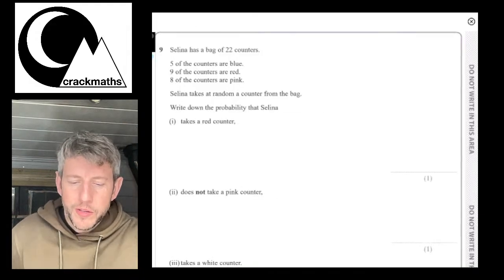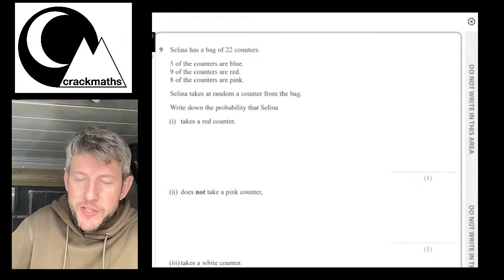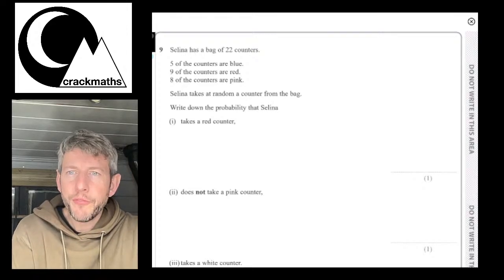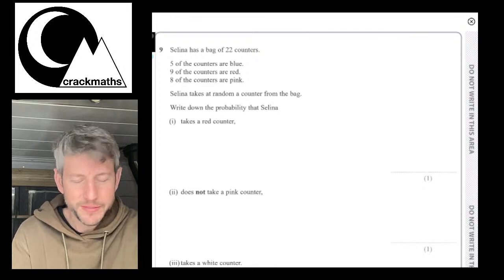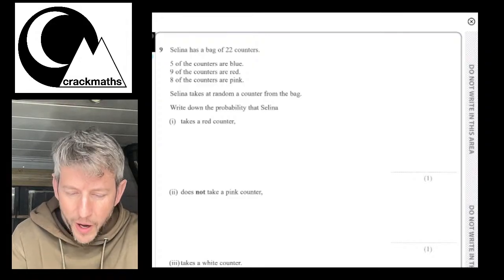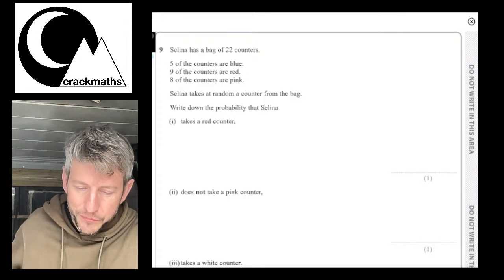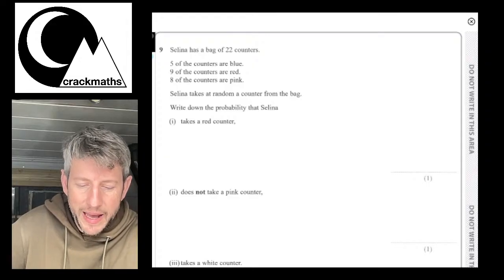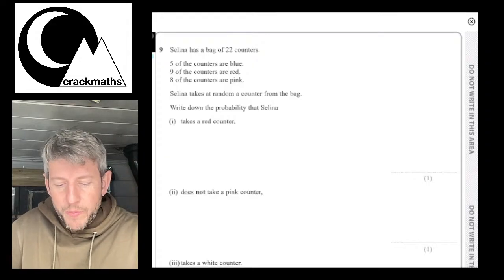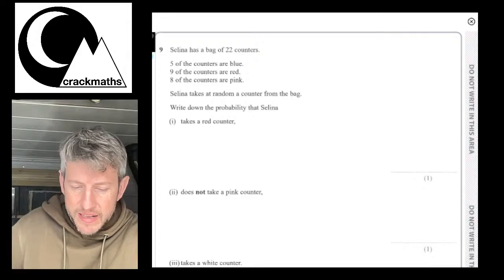Right, so here we've got Selena has a bag of 22 counters. 5 of the counters are blue. 9 of them are red. 8 of them are pink. Selena takes a random counter from the bag. Write down the probability that Selena takes a red counter.